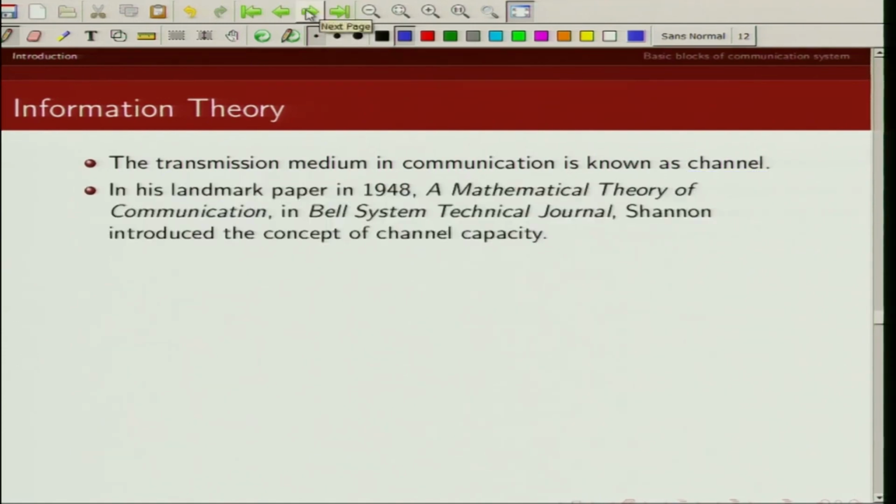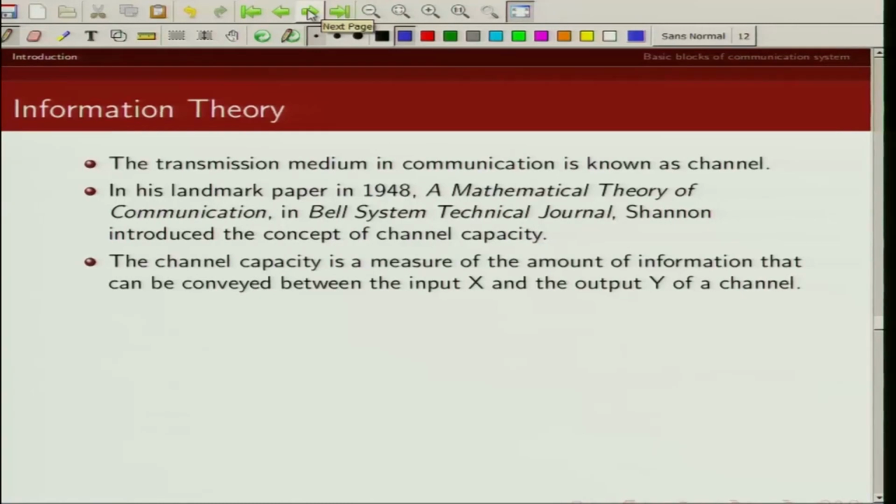Now Shannon in his landmark paper in 1948 described this concept of channel capacity, and he showed that if you try to transmit at a rate below channel capacity, then you can get arbitrarily low bit error performance as long as you consider very large block sizes.